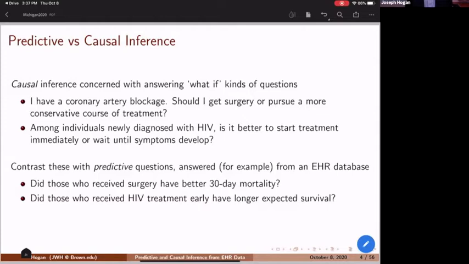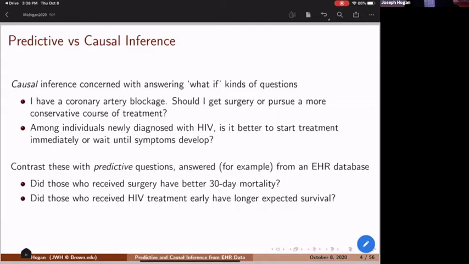Another kind of causal question is, among individuals that are newly diagnosed with HIV, is it better to start treatment immediately or is it better to wait until symptoms develop? Now, for those who follow developments in HIV, we have a pretty good answer for that question. It's pretty unanimous now that we should treat people as soon as they're diagnosed with HIV because we have good medications that don't have such poor side effects, but that wasn't always the case.